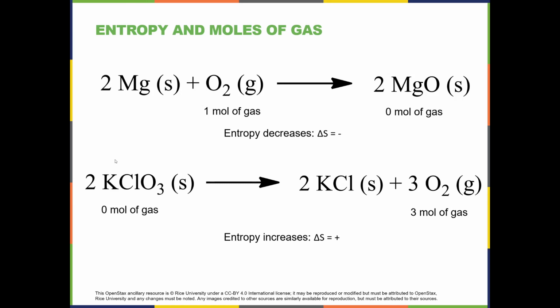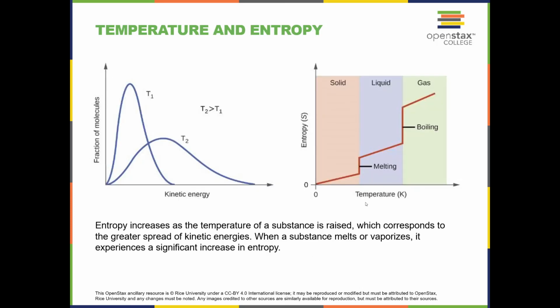In this case, we have KClO3 solid forming 2 KCl and 3O2. In this case, we have no moles of gas on our reactant side and 3 moles of gas on our product side. So in this case, the entropy has increased because we went from 0 moles of gas to 3 moles of gas. Take home message: when we lose moles of gas, the entropy decreases. When we create moles of gas, the entropy increases.